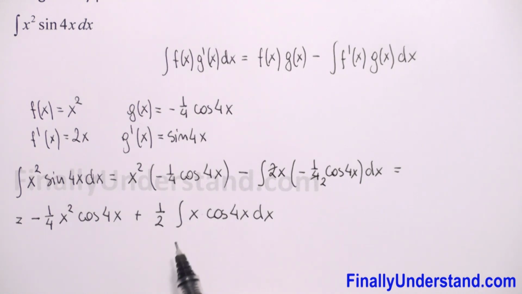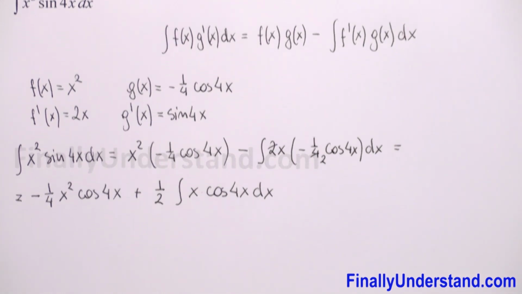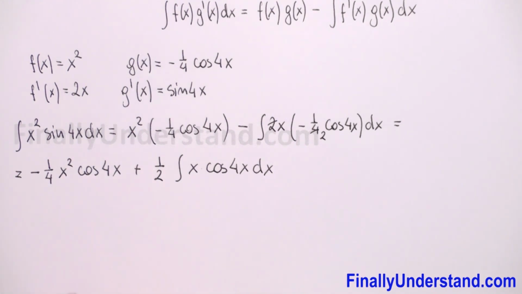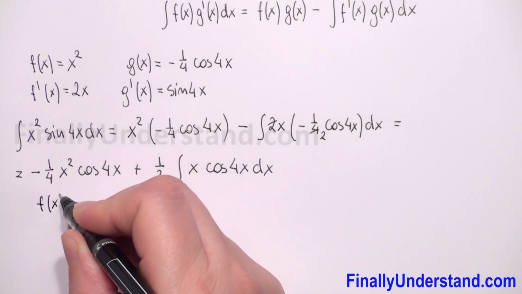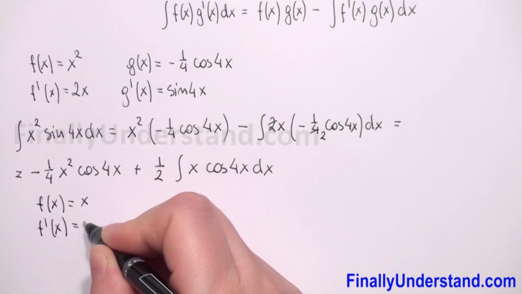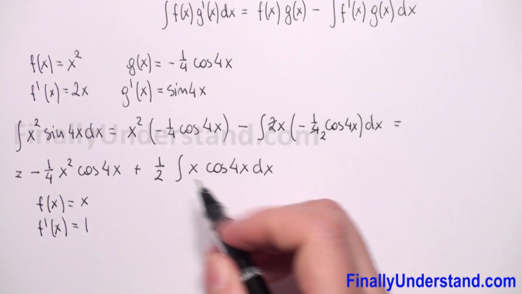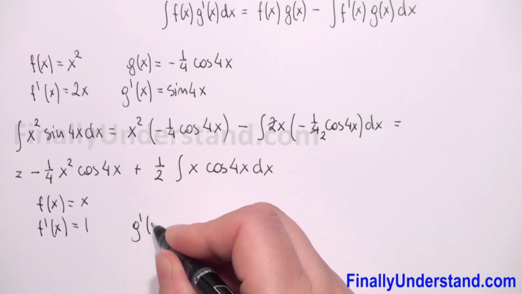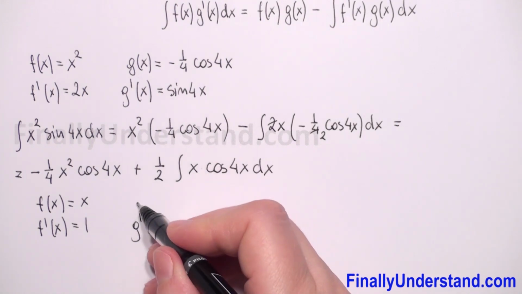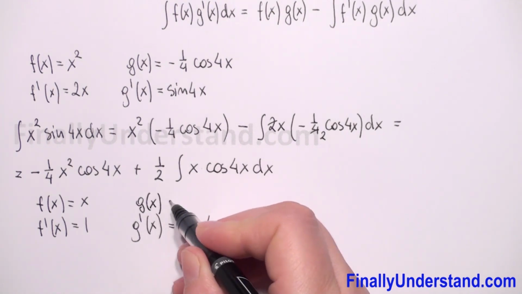Because we have multiplication, we can use again the formula for integration by parts. For f, I will put x because when I take the derivative of x, I will get 1 and our function becomes simpler. So we will have now f of x equals x, f prime of x will be 1, and what is left is cosine of 4x. It will be our g prime of x, equal to cosine of 4x. We need to find the antiderivative.